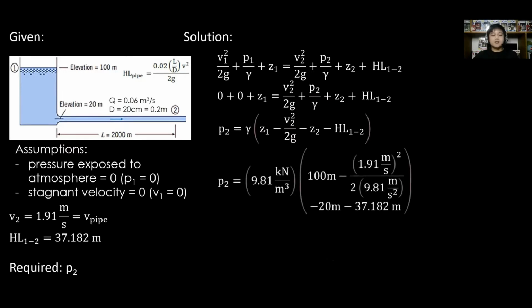Substitute gamma in our equation for P2 as 9.81 kilonewtons per cubic meter, Z1 as 100 meters, V sub 2 as 1.91 meters per second, g, the gravitational pull, as 9.81 meters per square second, Z sub 2 as 20 meters, and the head loss as 37.182 meters. Therefore, the pressure at point 2 is about 418.220 kilonewtons per square meter or kilopascals.